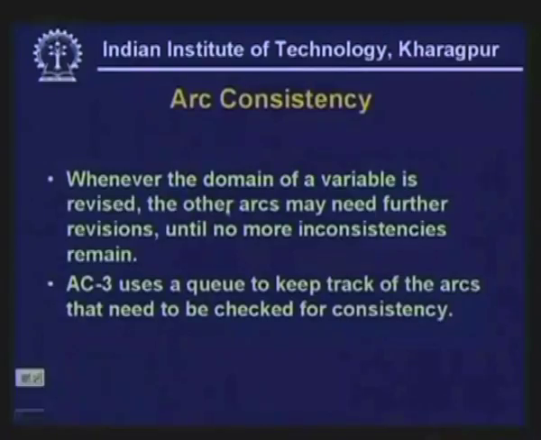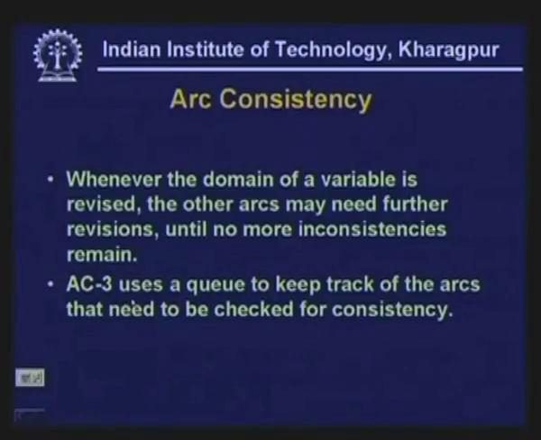This is the arc consistency algorithm, and we can backtrack when we detect that there are variables which do not have domains which are consistent together because of the constraints between those variables. So, this is the idea of arc consistency. Whenever the domain of a variable is revised, the other arcs may need further revisions until no more inconsistencies remain.